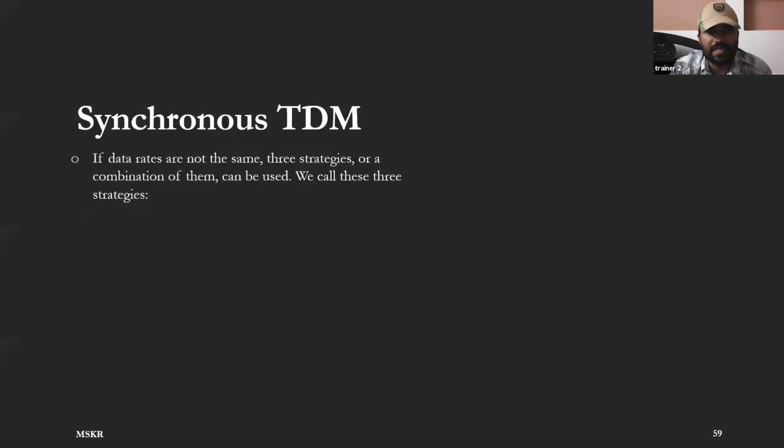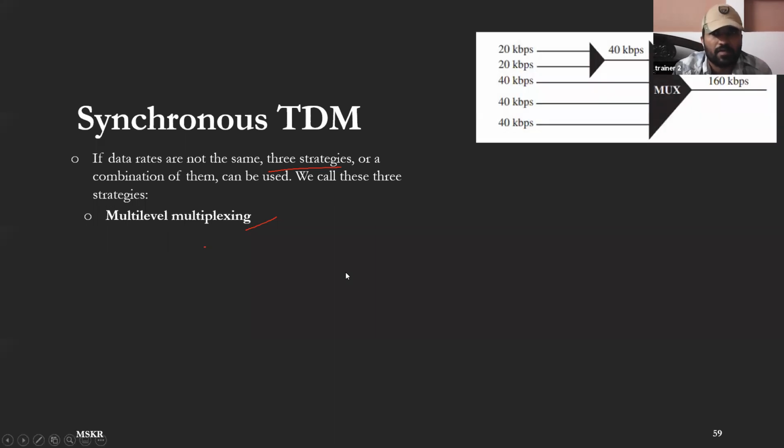So in synchronous TDM, if the data rates are not the same, that means if the disparity is there, you have three strategies to combine them efficiently and use synchronous TDM. One is multi-level multiplexing. Okay, so the multi-level multiplexing is this one.